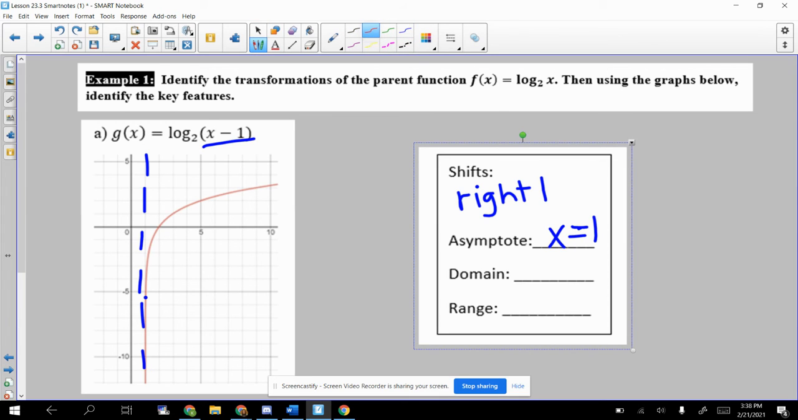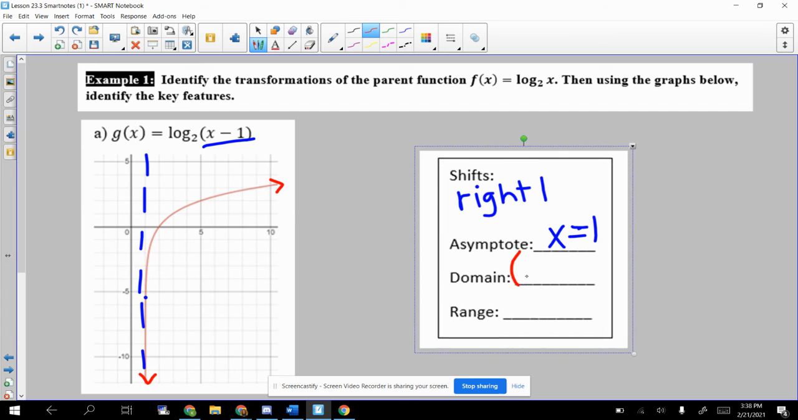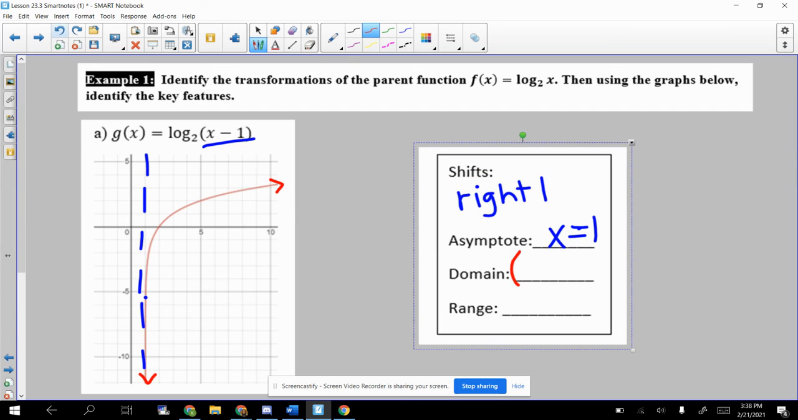Okay, then let's take a look at our domain. So remember, domain is your x values. So that should go from your asymptote at 1 to positive infinity, because this is going to keep moving to the right forever. Then here's a quick little hint for you guys. The range for a logarithmic function is always going to be negative infinity to positive infinity. And that's it. That's all we're really looking for right here.